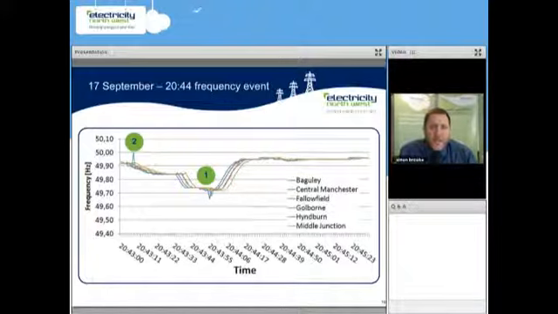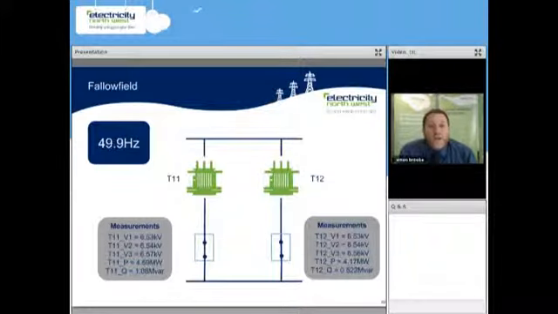Okay then, if we just look at one site, which is Fallowfield, the frequency was 49.9 Hz, and during that time the frequency level gradually reduced. As you can see from the voltage levels on the measurements, the T11 and T12 transformers were sharing fairly equally. The voltage was between 6.6 and 6.5 kV. Again, the powers are fairly equally split between the 2 transformers.